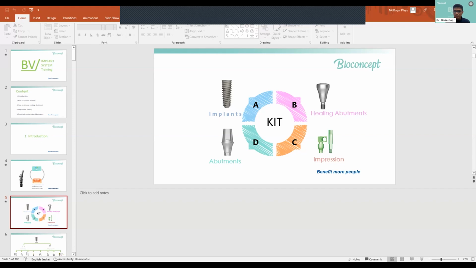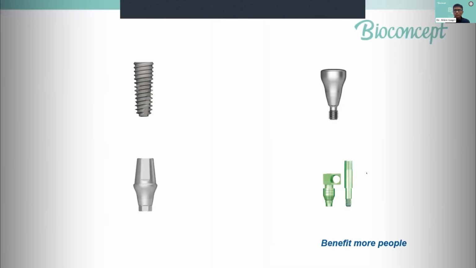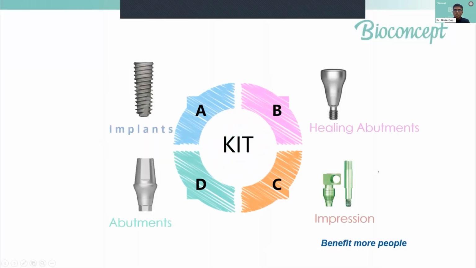The implant system is comprised of A, the implant fixtures, B, the healing abutments, which are used during the second stage, then C, the impression copings, as I said, long and open and closed, and finally the abutment, which will receive the prosthesis.